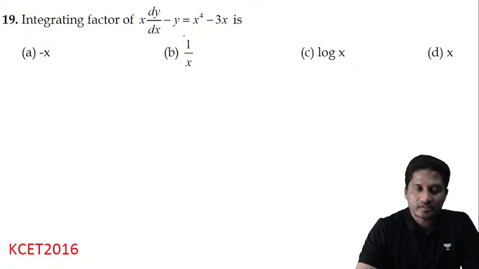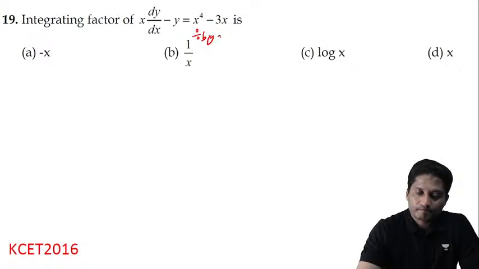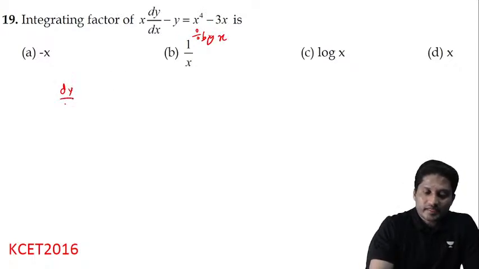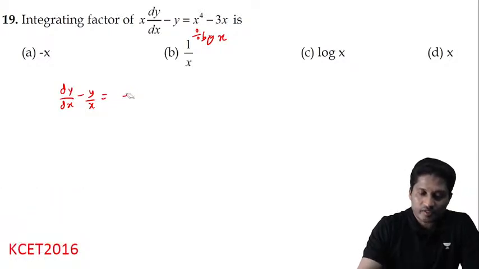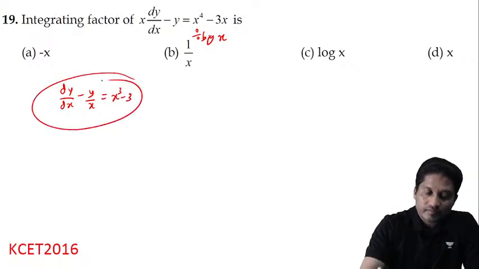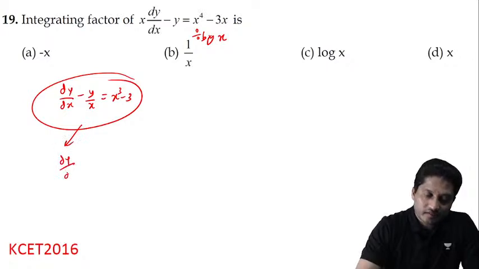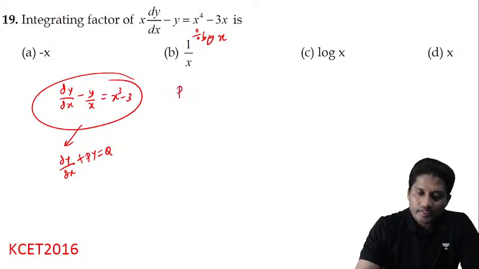Integrating factor of this differential equation. If you divide throughout by x, we get dy by dx minus y by x equal to x power 4 minus 3x by x, or you divide by x, x power 4 divided by x gives x cube, minus 3. Of the form dy by dx plus Py is equal to Q. P is equal to minus 1 by x.